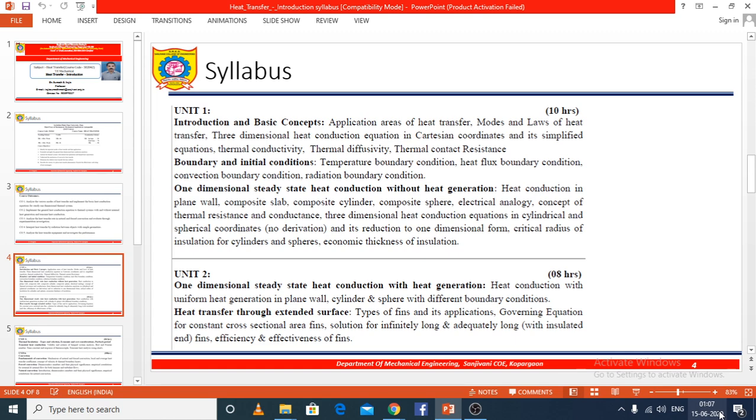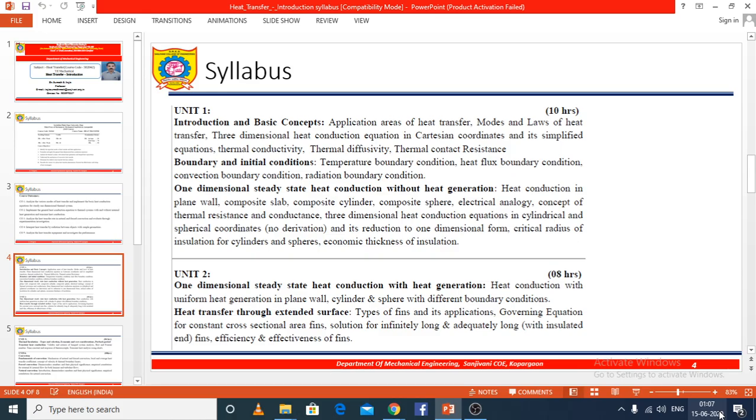In Unit number 2, we'll study heat conduction with heat generation for plane wall, cylinder, sphere with boundary conditions. The second part is heat transfer through extended surfaces. Extended surfaces are nothing but fins.